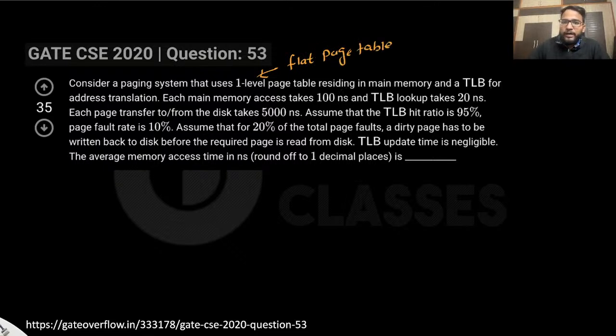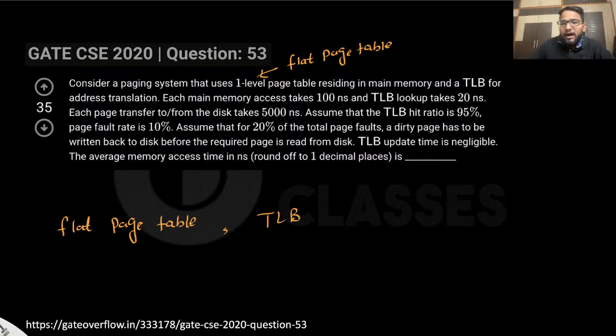Residing in the main memory, and a TLB for address translation. So they are using paging, and they are using the TLB. Let me just write it: flat page table, and then they are using TLB. Obviously main memory will be there. Each main memory access time is given, and then each page transfer or disk access time is also given. Assume that the TLB hit ratio is given and the page fault rate is also given.